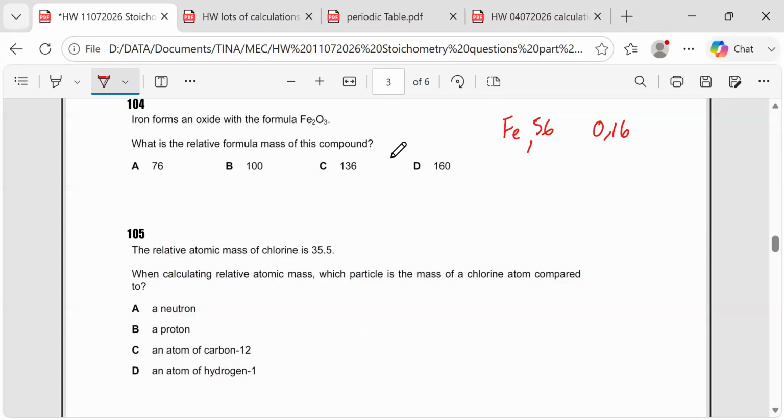Okay, so this one is easy, right? 56 times 2 plus 16 times 3 is 160, right? And this one, when calculating relative atomic mass, which particle is the mass of chlorine compared to? Everything is compared to carbon 12. Carbon 12 is our standard. Okay.